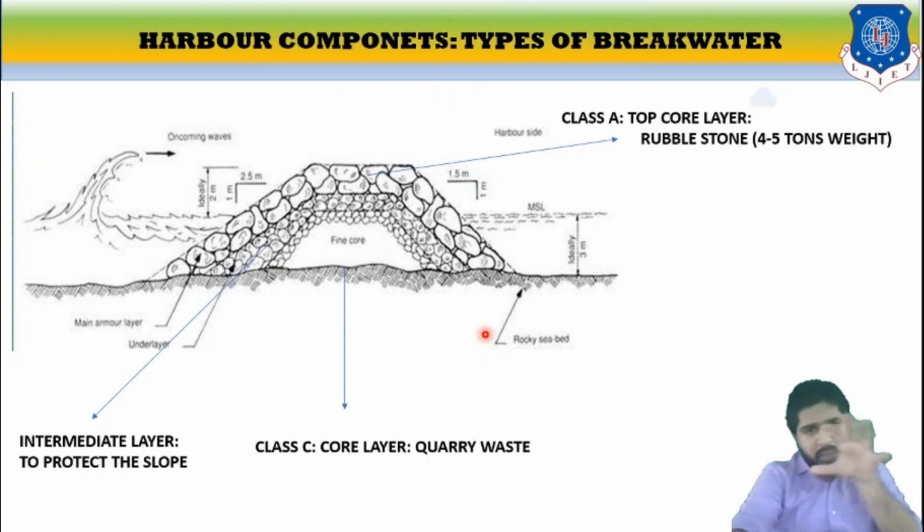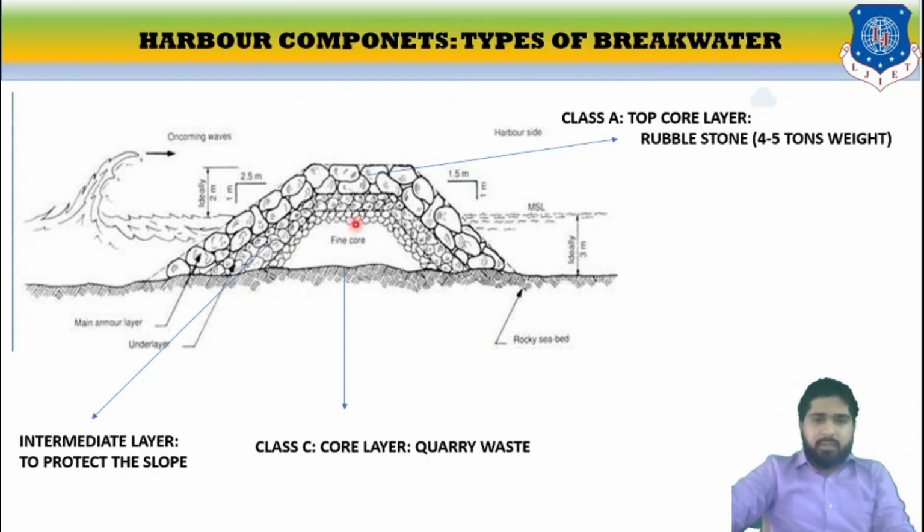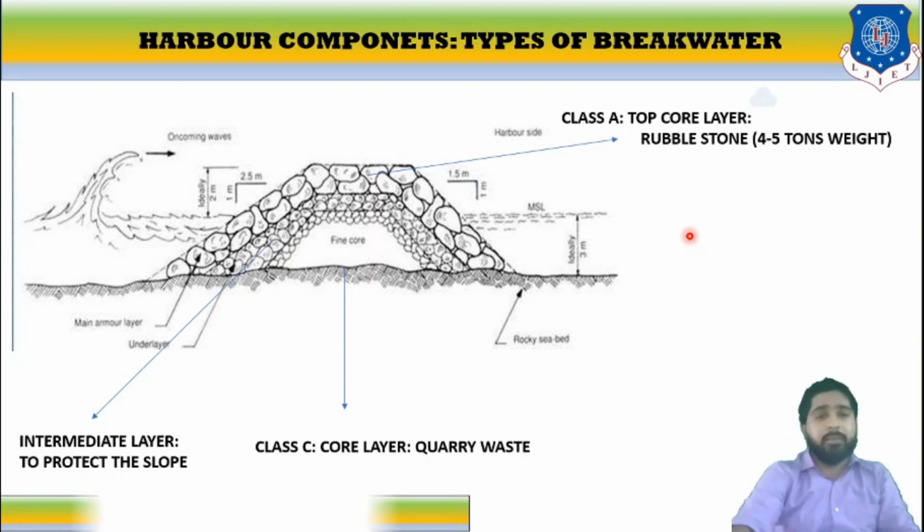This is how the structure of a rubble mound breakwater looks. It has three layers. Class 3 is the core layer, which has quarry waste. Then the intermediate layer, which is used to protect the slope, and then the upper layer, called the top core layer. Sometimes it is also called the class A layer, which is made up of rubble stones weighing 4 to 5 tons. So this is how the rubble mound breakwater looks.